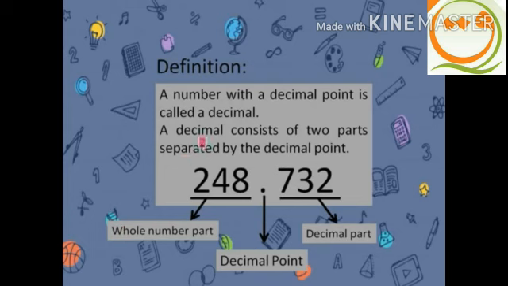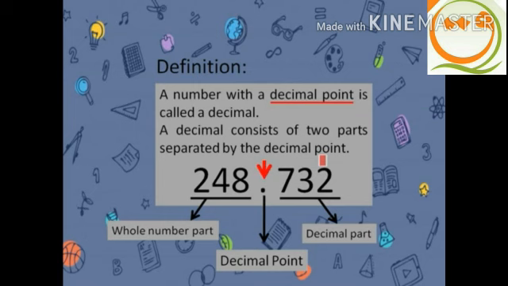A number with a decimal point is called a decimal. A decimal consists of two parts separated by the decimal point. So the question arises, what is a decimal point? The decimal point is denoted by this dot over here, and this dot is read as decimal point or simply point.